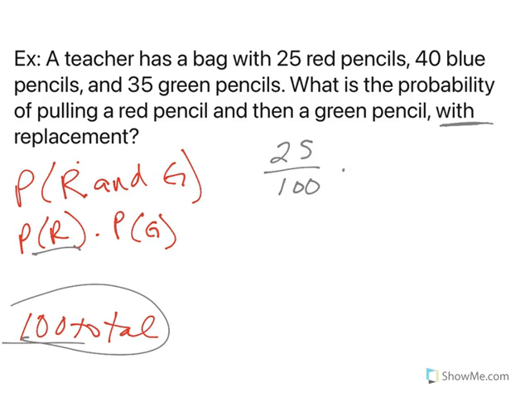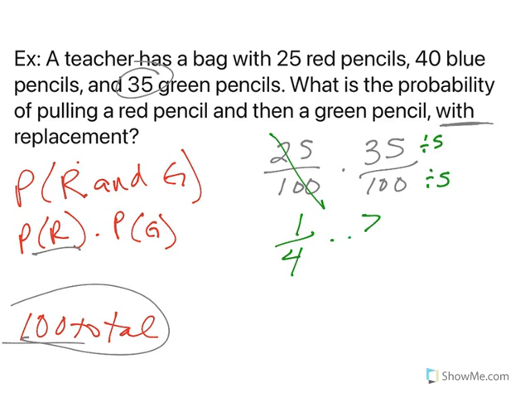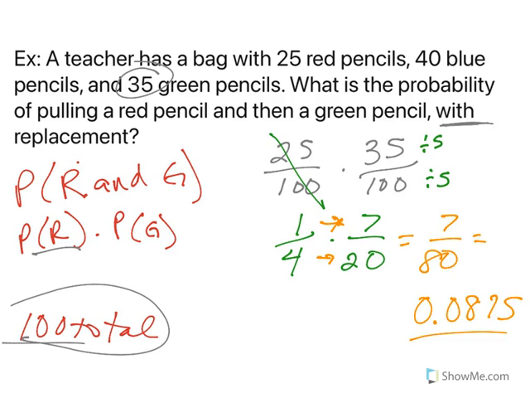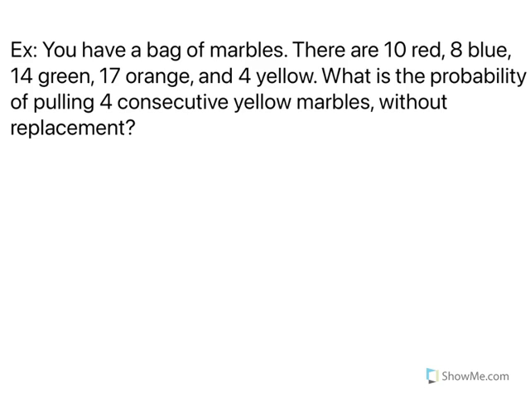Okay, so now probability of green, well, there are 35 green pencils, so 35 over 100. Once again, let's reduce. 25 over 100 is 1/4. 35 and 100 are both reducible by 5. So this gives me 7 over 20. And then we multiply straight across. So I would end up with 7 over 80. And that simplifies as a decimal to 0.0875.